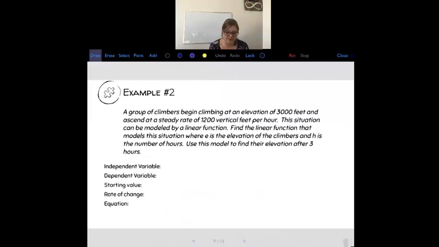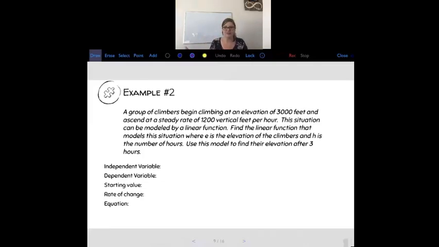Example 2. A group of climbers begin climbing at an elevation of 3,000 feet and ascend at a steady rate of 1,200 vertical feet per hour. This situation can be modeled by a linear function. Find the linear function that models the situation where E is the elevation of the climbers and H is the number of hours. Use this model to find their elevation after 3 hours.